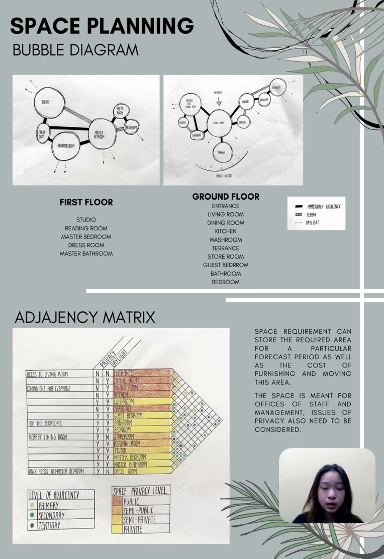For the space planning, as the bubble diagram has shown, for the ground floor we have entrance, living room, dining room, kitchen, washroom, terrace, storeroom, guest room, bathroom, and another bedroom. And for the first floor, we have studio, reading area, master bedroom, dress room for the master bedroom, and master bathroom.